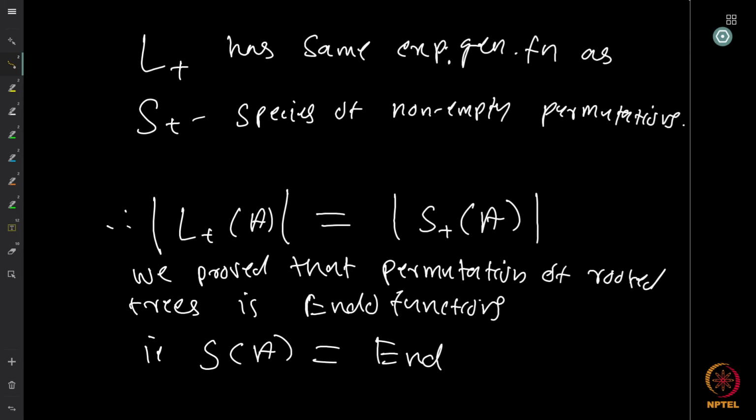So they are equinumerous. Because of this, if I substitute A into the same generating function, L plus of A and S plus of A have the same cardinality. The species L plus of A and the species S plus of A must have the same number of elements on a set U.